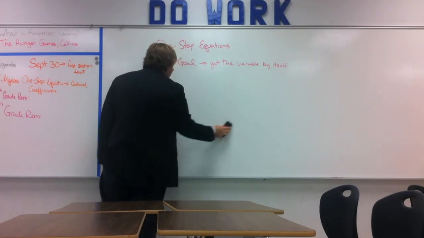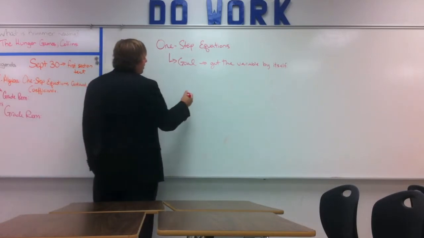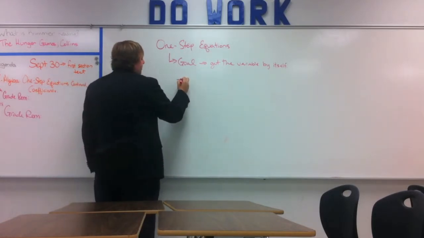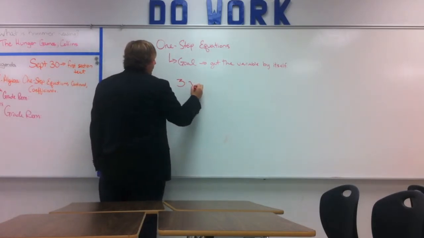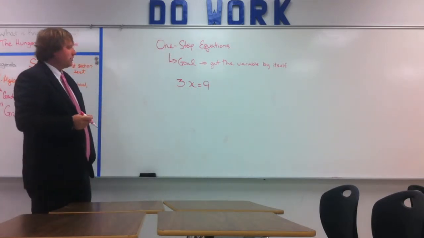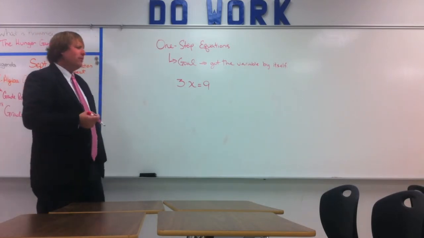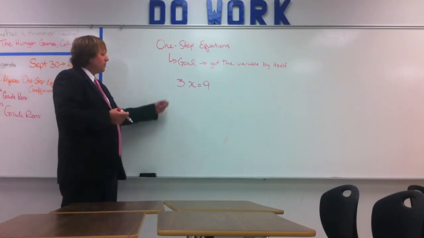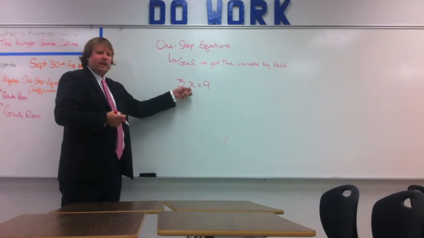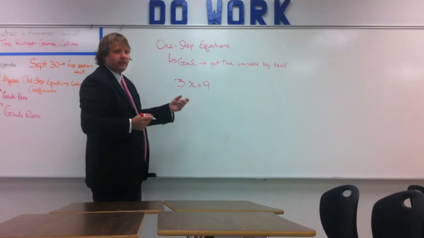So now let's try multiplication and division. Let's say we have 3 times x equals 9. Okay, we want to get rid of this 3. Let's try it the way we were trying it. So we have a positive 3 that's hanging out with this x, right? Okay, it's hanging out with this x.